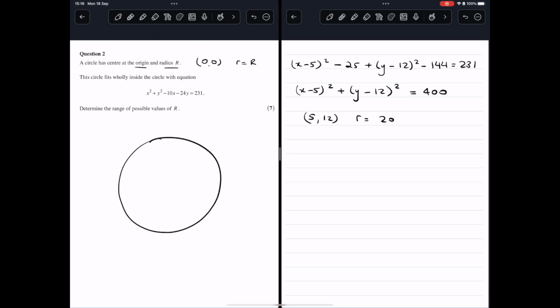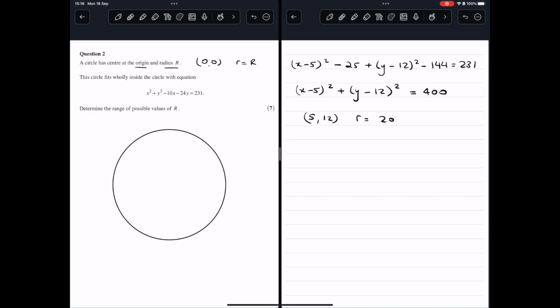So I'm just going to draw this out. It's just a rough sketch. So I've got my big circle with this radius 20, and the other circle is going to fit right inside it. So I'm just going to roughly sketch that out in another color, like so. The center of this circle is the origin, and the radius is r. I need to determine the range of possible values for r.